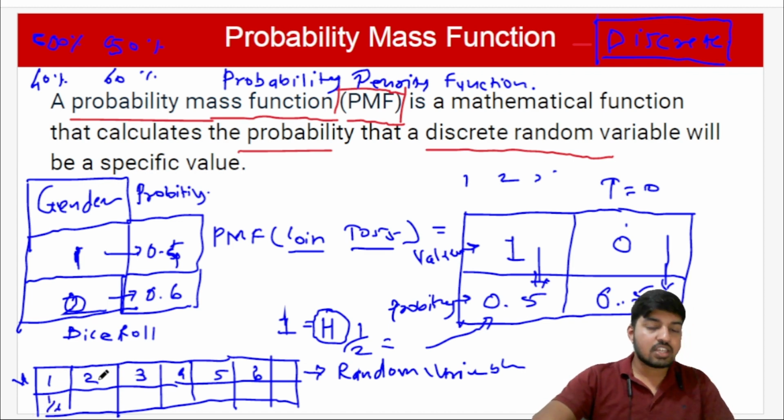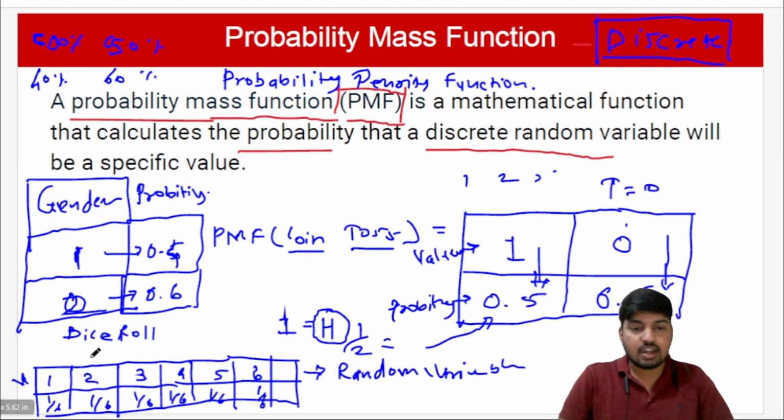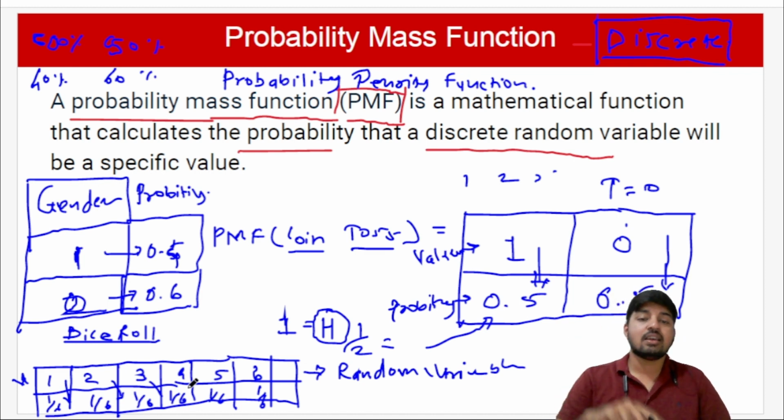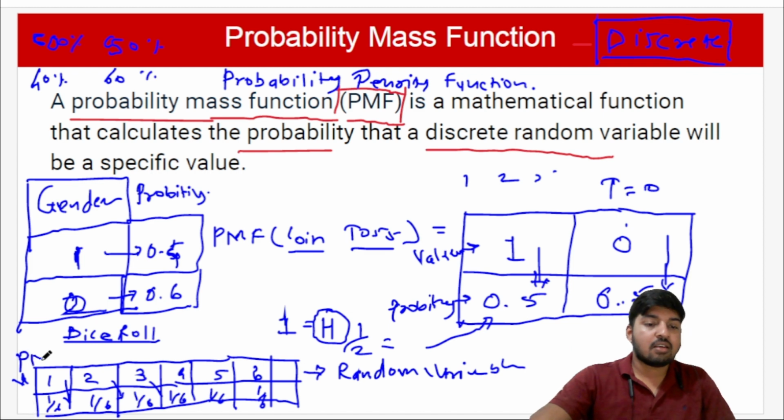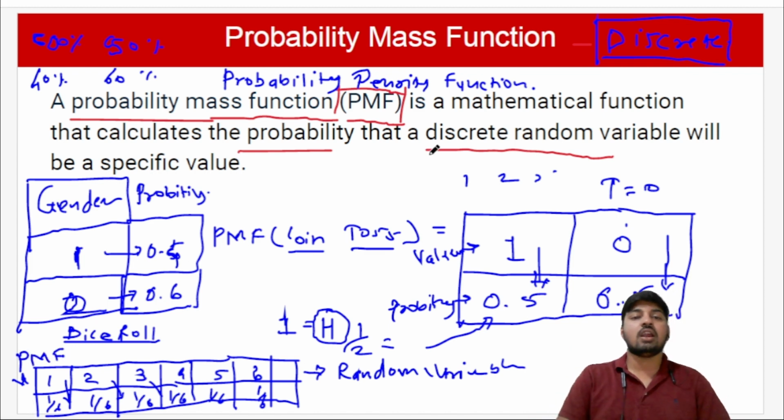1/6. What is probability that 2 is 1/6, 1/6, 1/6, 1/6, 1/6. अगर मैंने ये आपको बता दिया कि I have one random variable called dice roll and ये वैल्यू लेता है 1 to 6, and it has probability, it will take the value 1 with probability 1/6, 2 with 1/6, 3 with 1/6, 4 with 1/6, 5 with 1/6, and 6 with 1/6, then it becomes my probability mass function, or in short form we call PMF. ये क्लियर हो गया? Now everyone is clear about this?